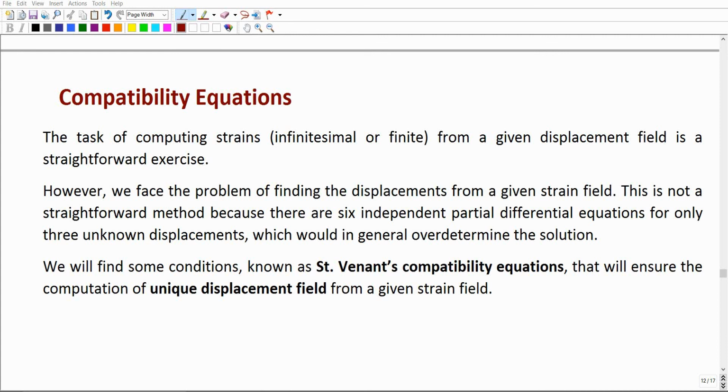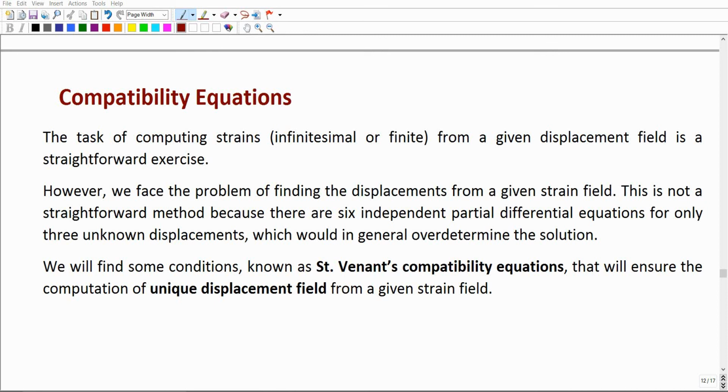But how about if the strain is given and we are interested in finding the displacement, the inverse problem? And remember, the strain has 6 components, and we are interested in finding the displacement from the strain fields that are already provided to us. The components of the displacement vector are only 3 components, but the strain has 6 components. So the strain in terms of the displacement is 6 equations, and we have to solve these 6 equations to find the displacements.